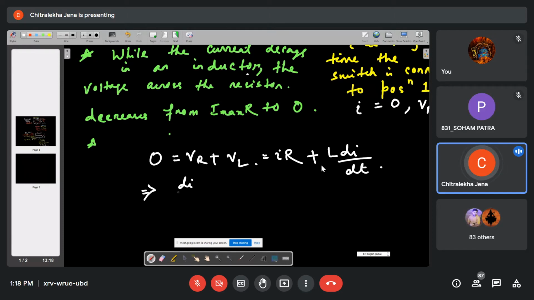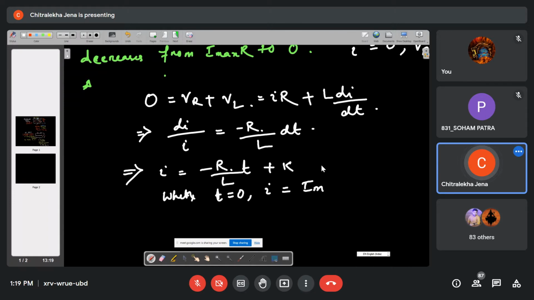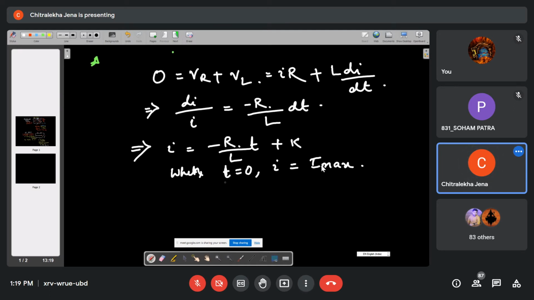So di divided by i is equal to minus R by L into dt. This implies i is equal to minus R by L t plus K. So what will be the value of K when t is equal to 0? When t is equal to 0, what is the value of i? i is equal to I maximum. Yes or no? Got it or not? Understood all of you? At t equal to 0, what is the current? I maximum. Now you substitute here. What will be the value of K?